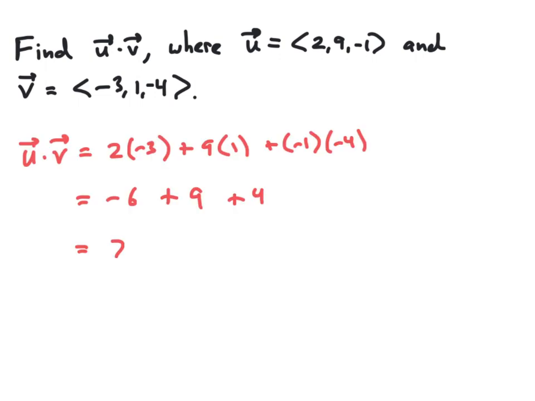The dot product of vectors u and v will be the number that we get by calculating 2 times -3 plus 9 times 1 plus -1 times -4. That would be -6 plus 9 plus 4, or 7. So the dot product of u and v with these given vectors u and v would be 7.